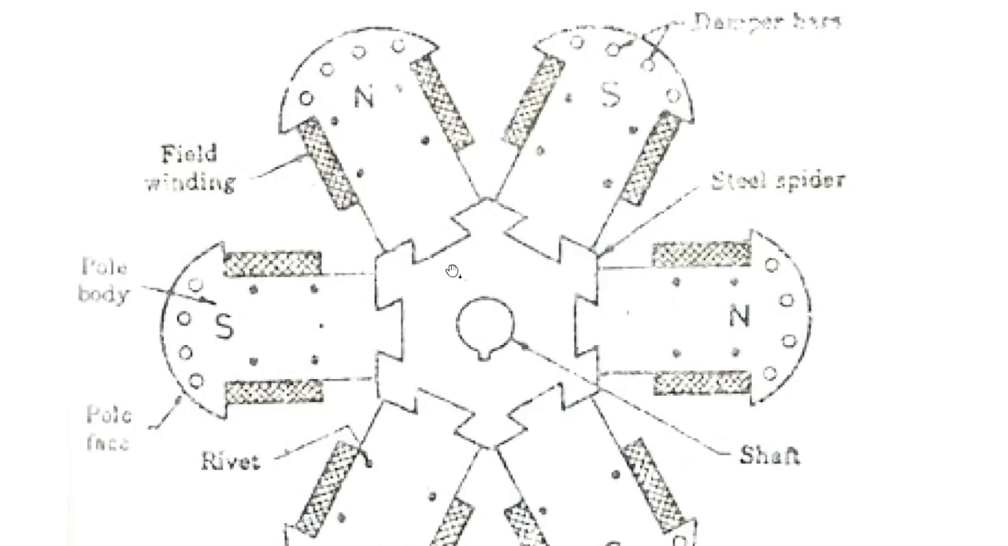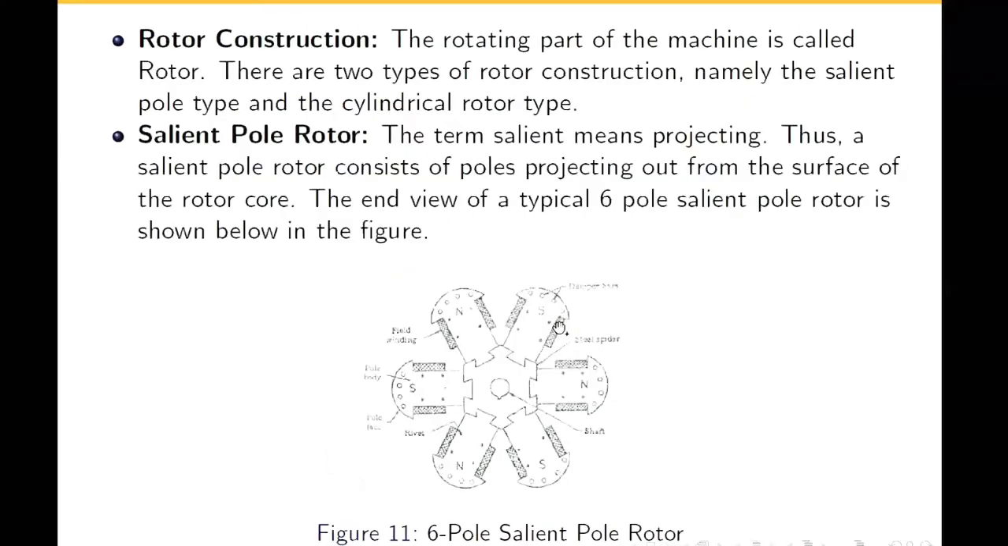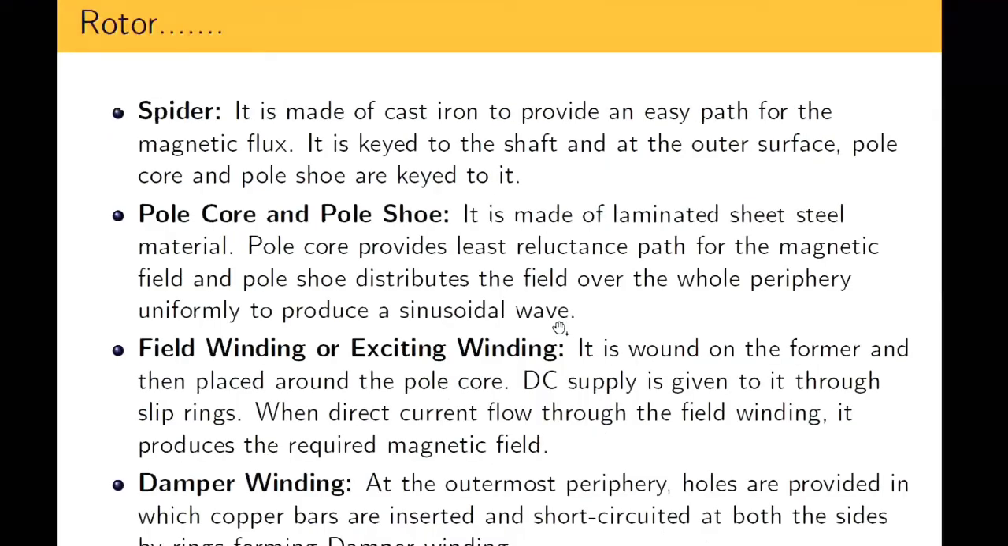To the rotor, these poles are joined. So it is keyed to the shaft, and at the outer surface, pole core and pole shoe are also keyed to it. So that is the spider.